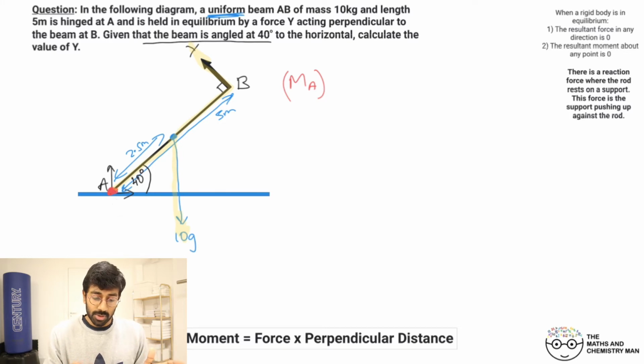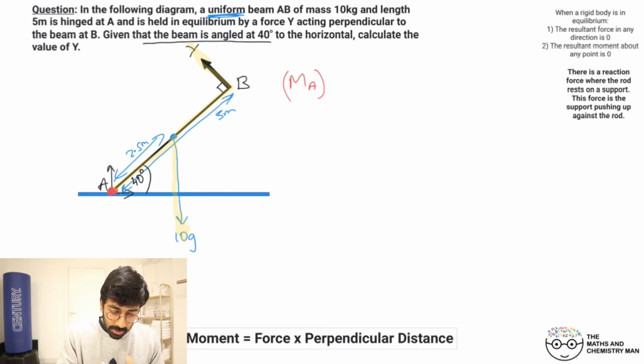So this is perfect. I think we should start by taking moments at A. So if we take moments at A, hopefully you can see the 10g is going to have a clockwise moment. And the force up here, y, is going to have an anti-clockwise moment. So I can't use this distance 2.5. Why not? Because it's not perpendicular, right? This angle here is not 90. So what we need to do first of all is actually find the perpendicular distance from A to this force, which we can get along here. So let me just draw that in. Let's do it in green.